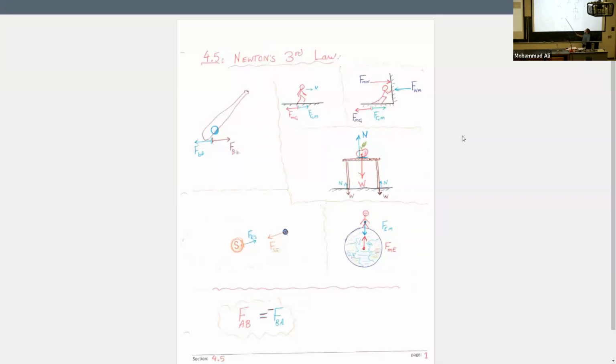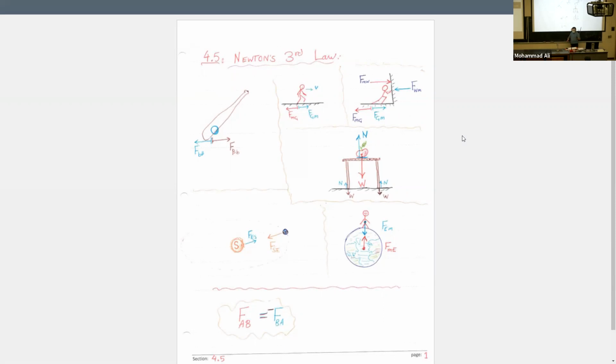In this case also, we have the sun and the planet. We have the force acting from the sun on the planet toward the direction of the center of the sun. And also there is a force between the planet and the sun. The planet also attracts the sun.